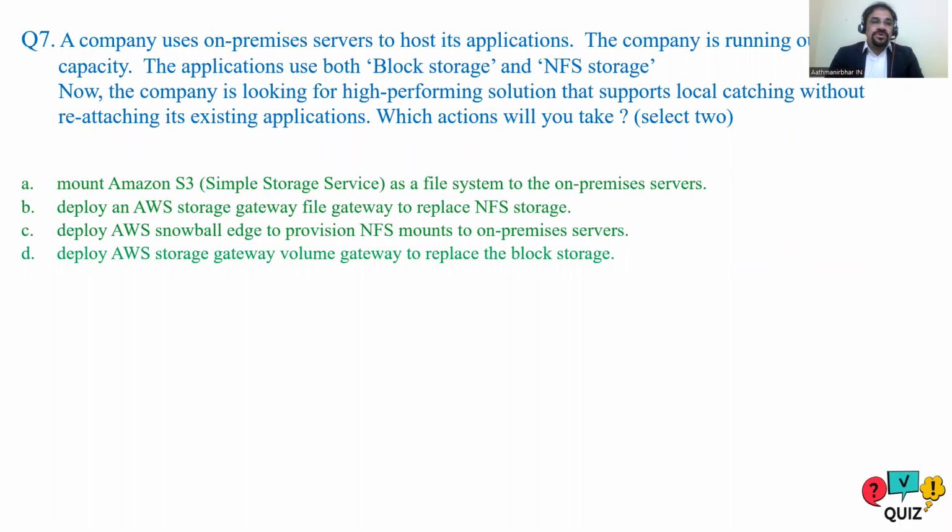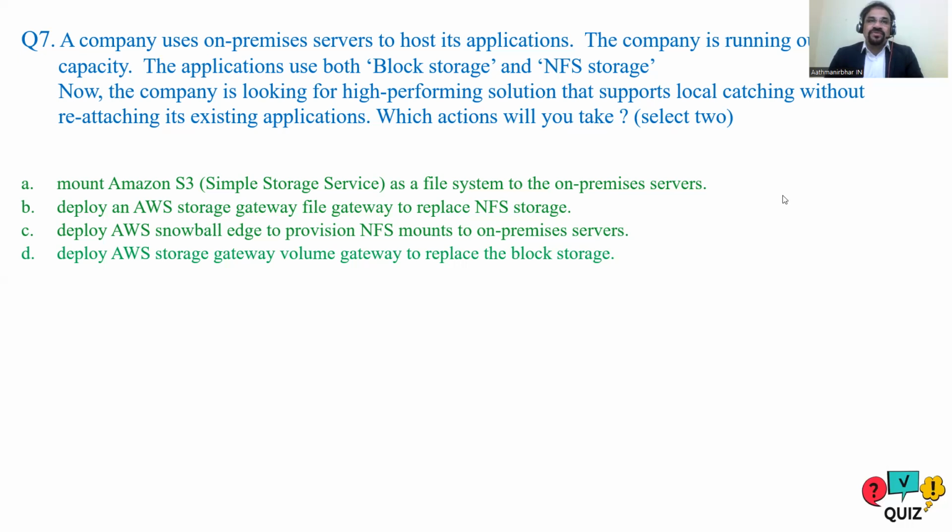Here is the next question. A company uses on-premises servers to host its applications. The company is running out of storage capacity. The applications use both block storage and network file storage. Now, the company is looking for a high-performing solution that supports local caching without reattaching its existing applications. Which action will you take? Out of 4 available options, we need to pick 2 correct answers.